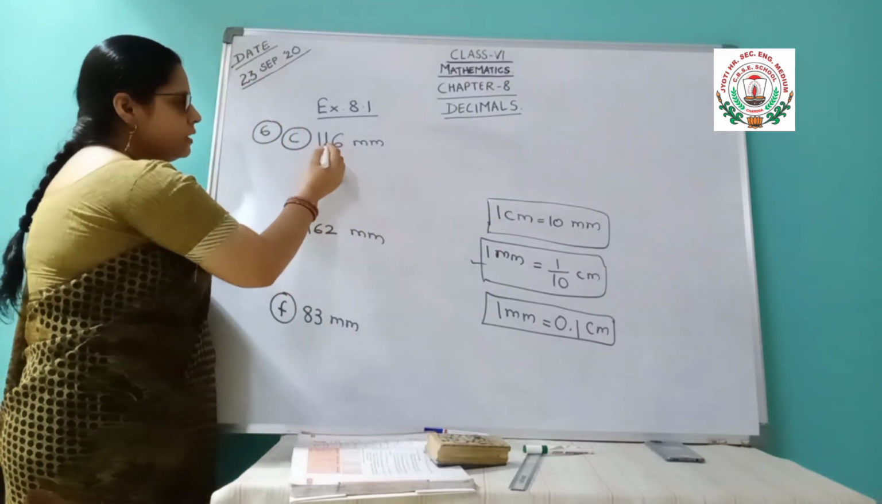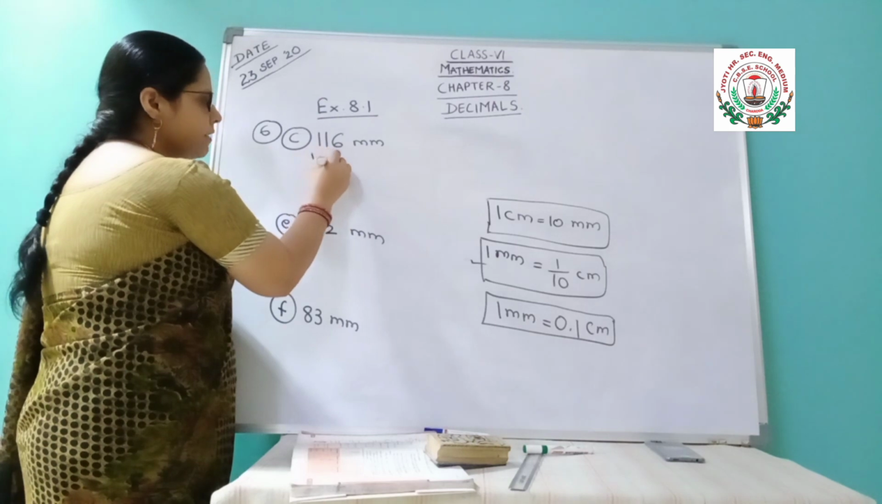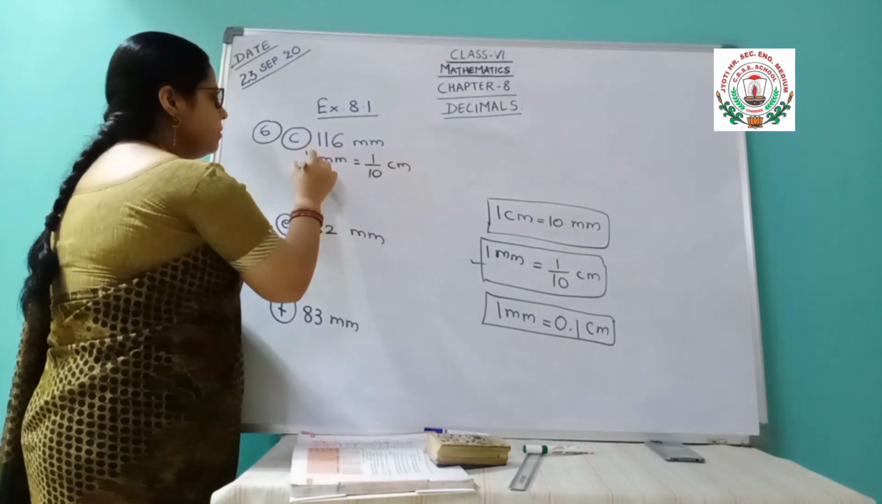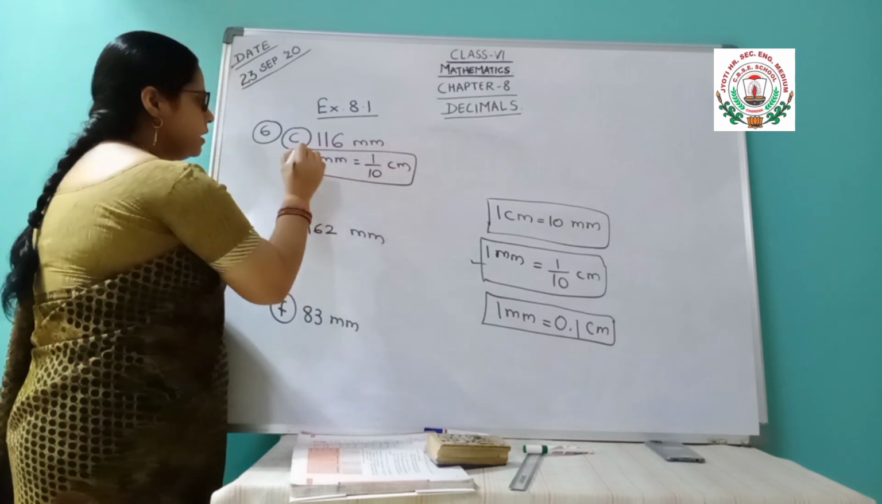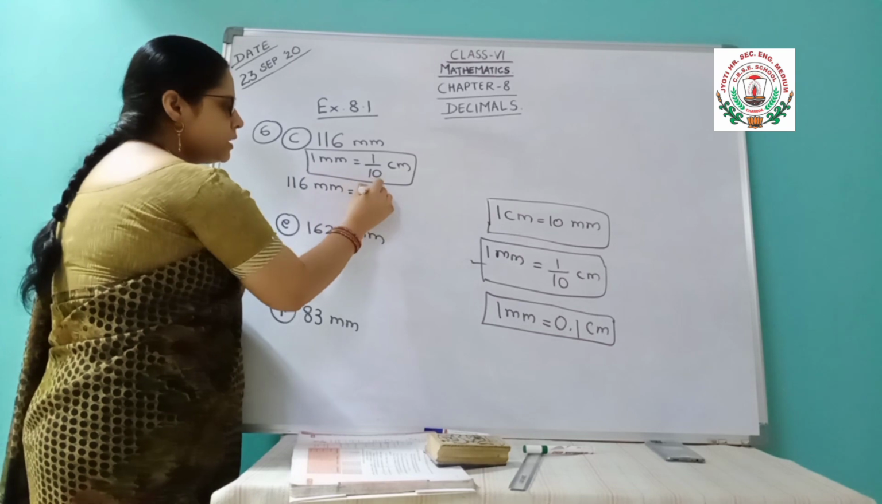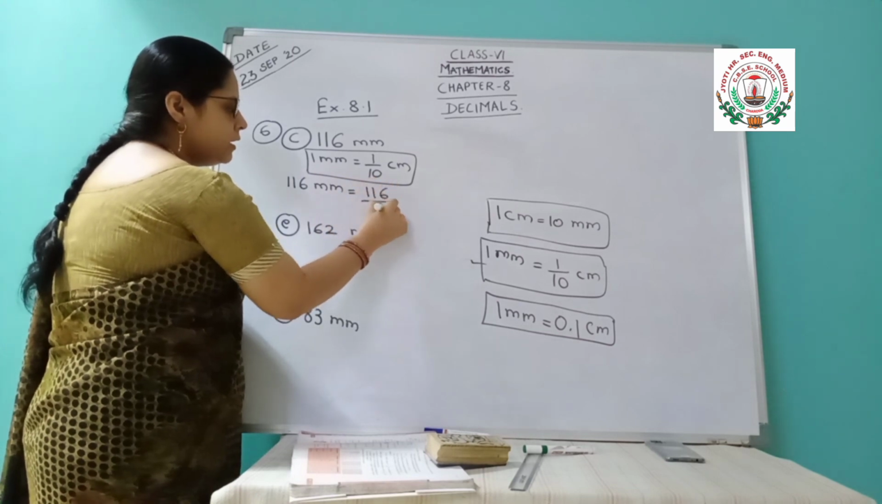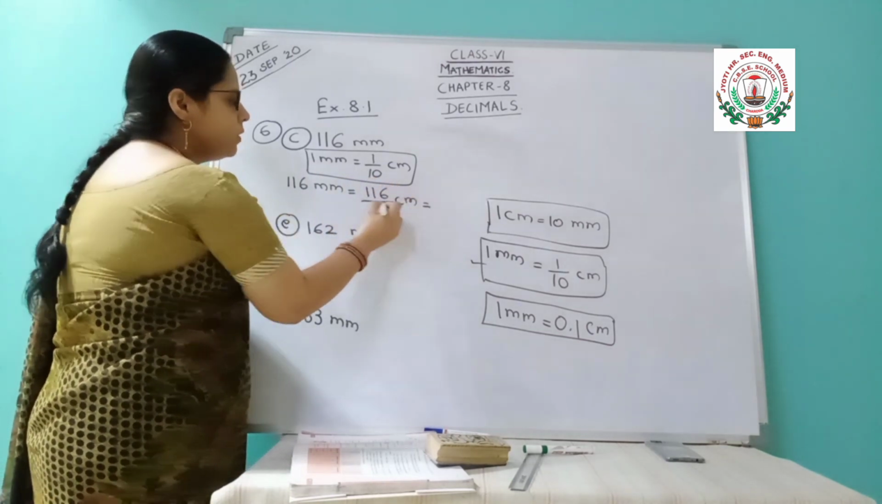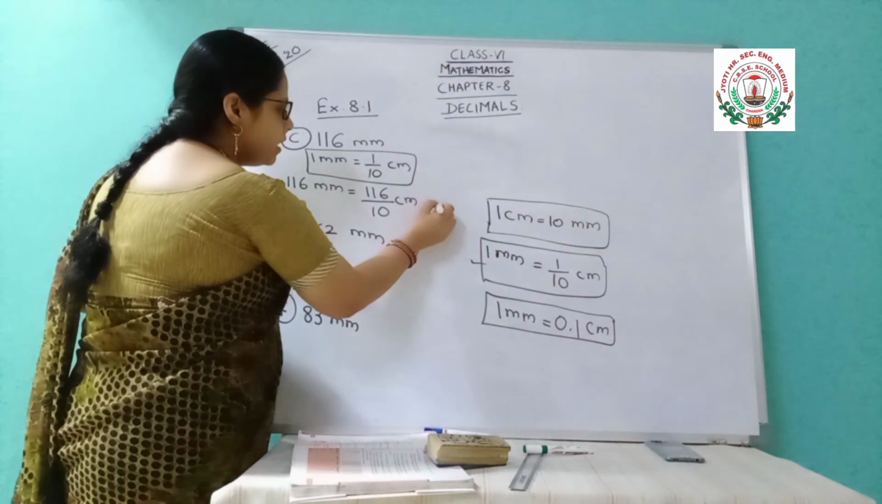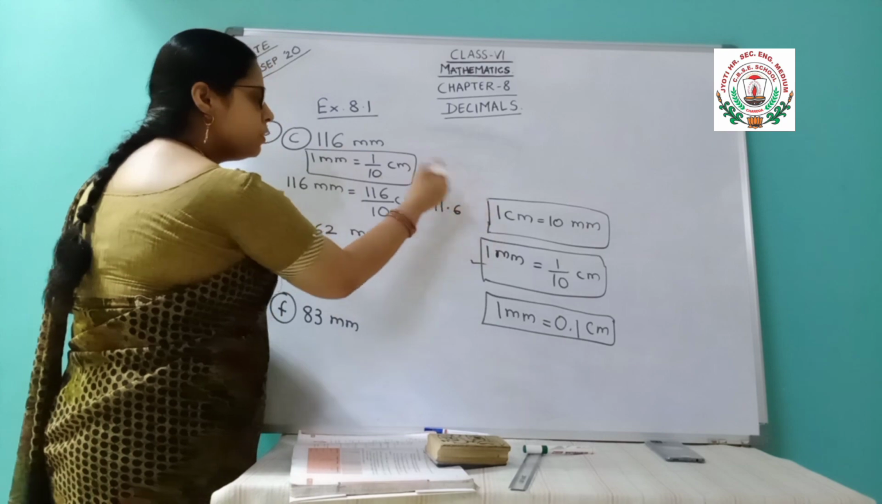Okay. So now here, first write the conversion factor. 1 millimeter is equal to 1 by 10 centimeter. Make it a block, and then 116 millimeter is equal to 116 by 10 centimeter. So by 10 means decimal before one digit. So 1.6 before one digit.